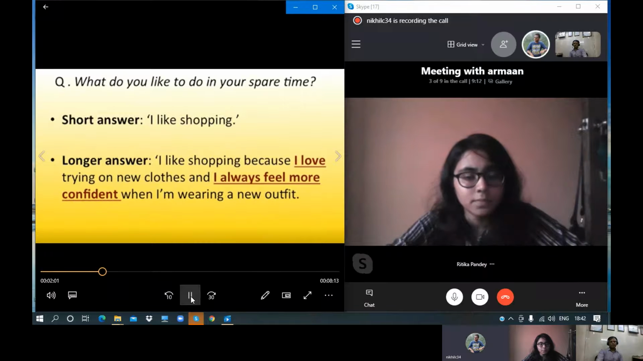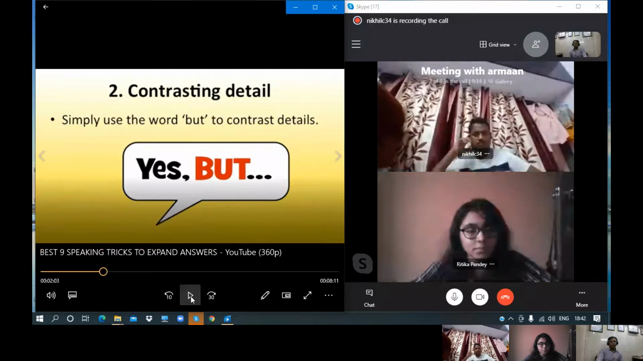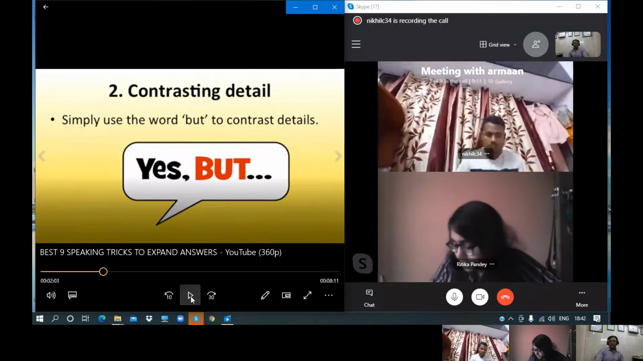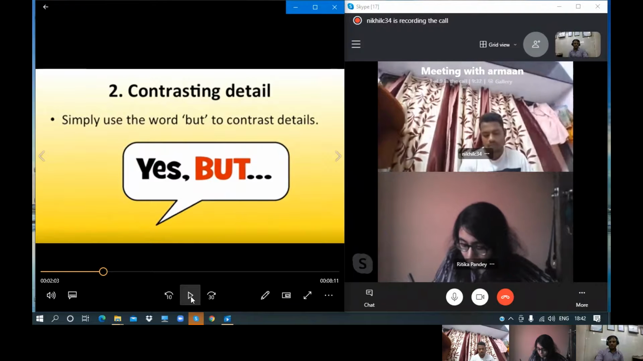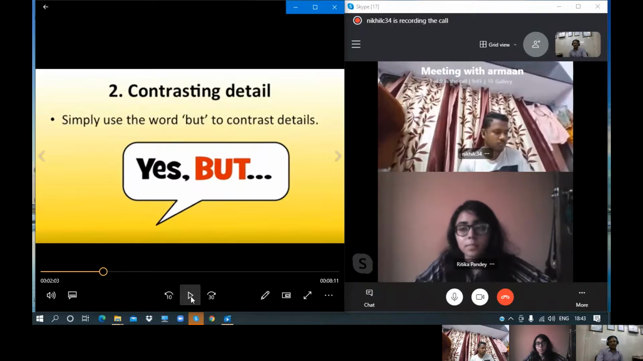Now let's look at the next way. The second trick: there's yes and but. Sometimes "but" is a very easy word. You can change it to however. You can change this to on the contrary. You can change this word to nevertheless. If you're using words like so, but, therefore, some words are very common. Try to use some uncommon words. So simply, yes, sir, but is contrast.